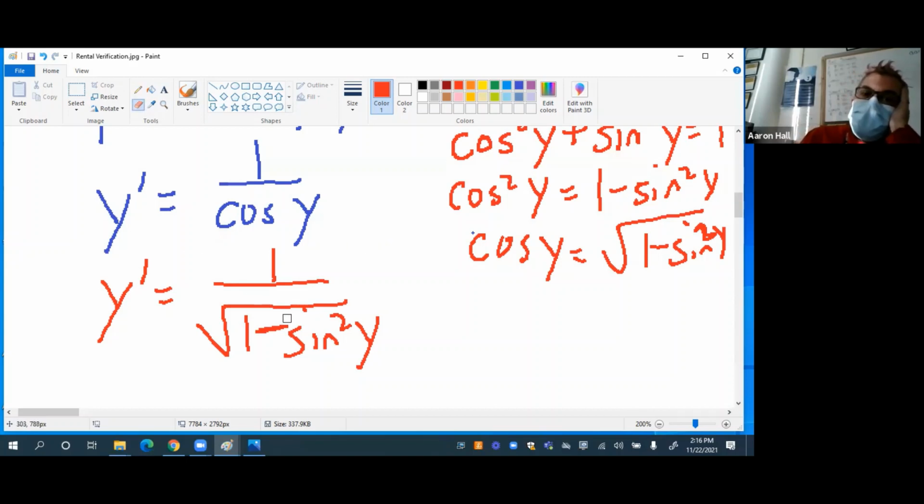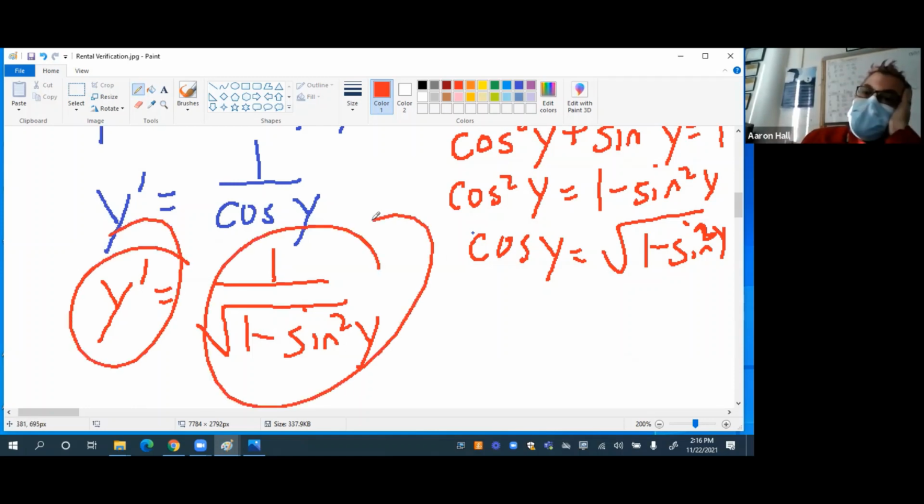That's a lot of work for nothing, because my goal was to rewrite this in terms of x, so that for any value of x, I would know what our slope is. But I don't have an x, I still have a y.